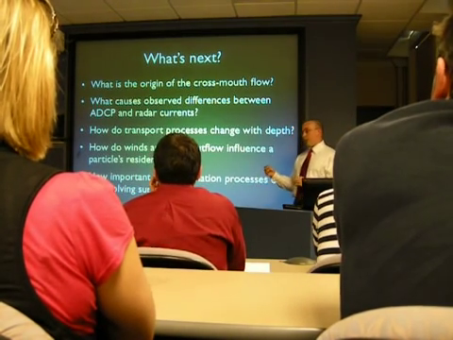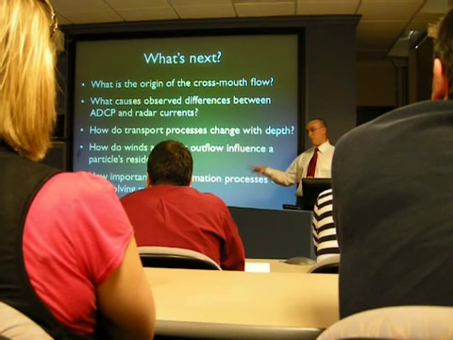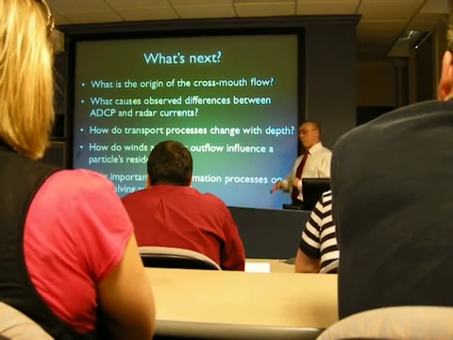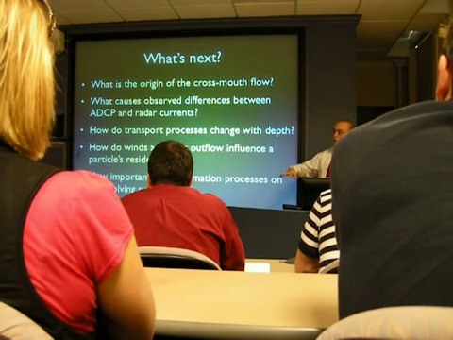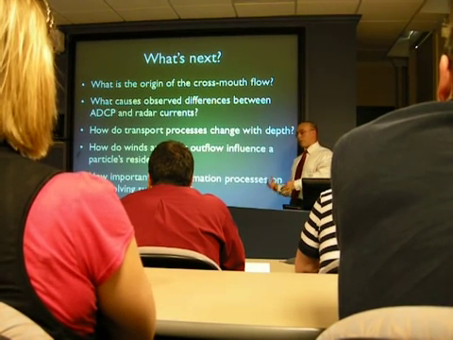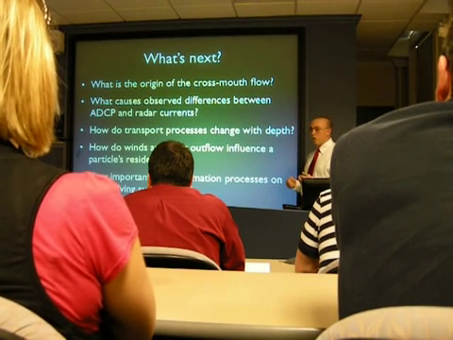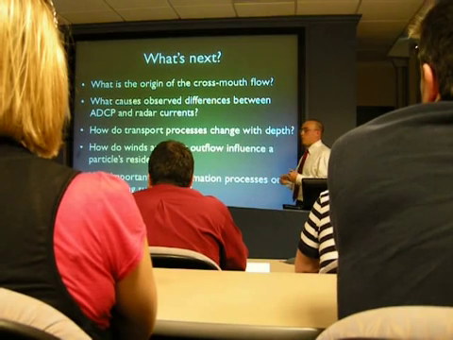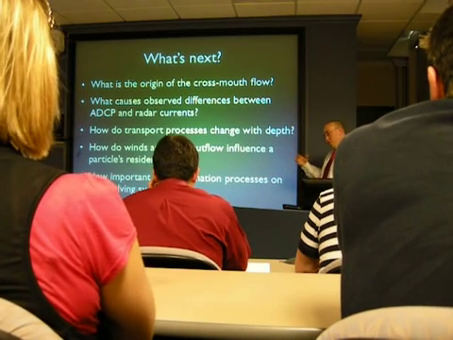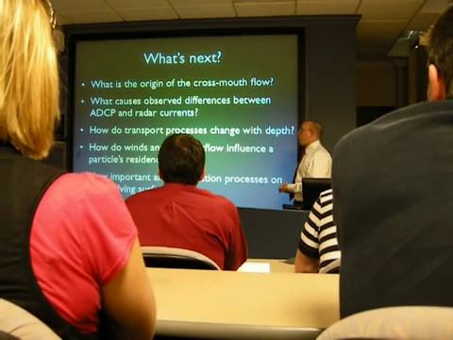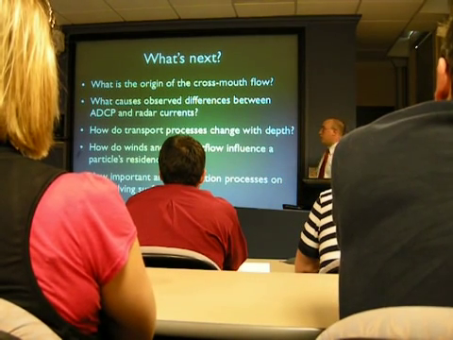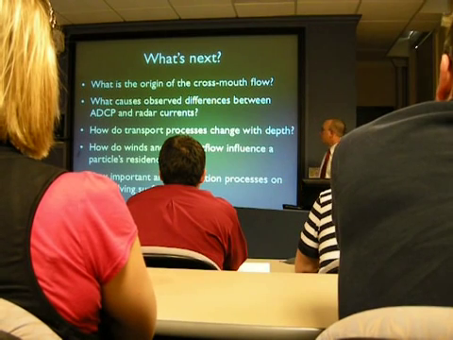The ADCP is averaging on time scales of minutes and spatial scales of meters, where the radar is averaging over hours and kilometers. So the differences in time and space scales can add to the observed differences between these two data sources. We actually have a very good comparison, but there are some observed ADCP and HF radar comparisons that aren't quite so good. So what is causing these differences?